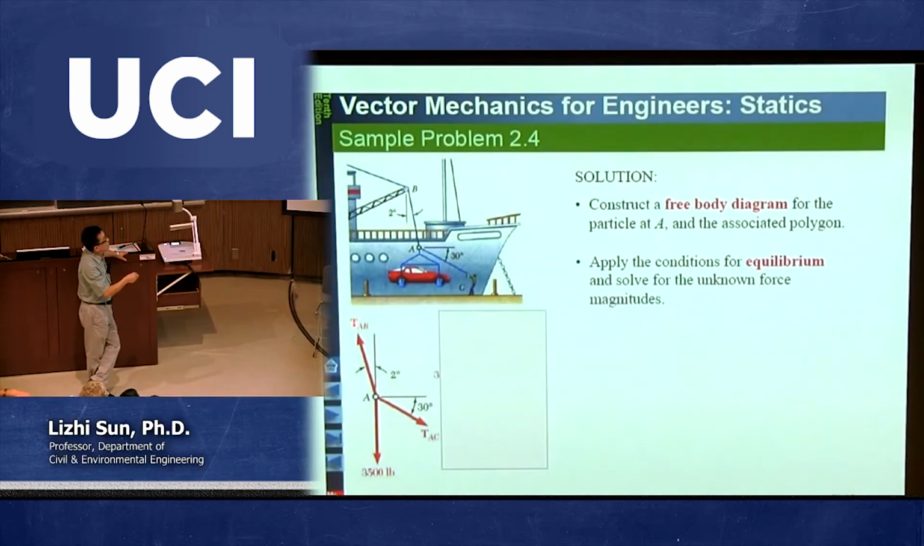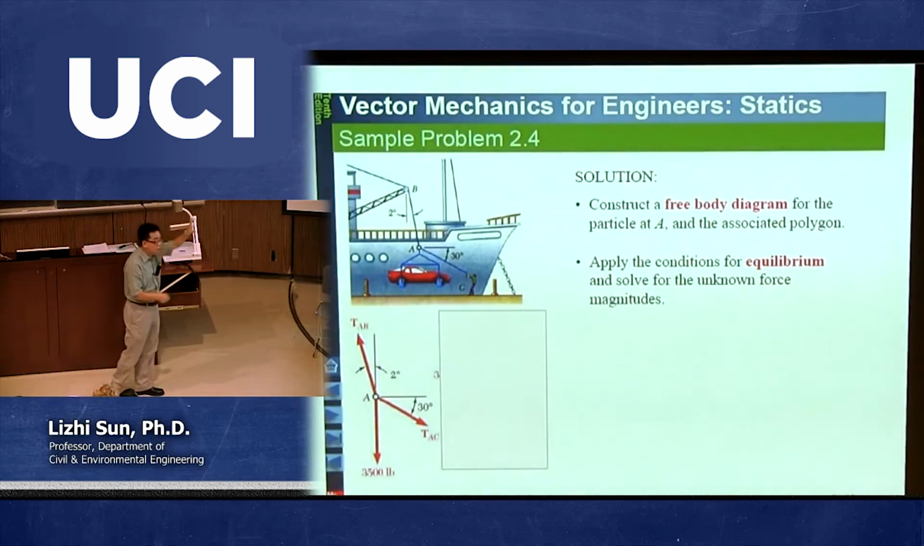Now, the last force, which is called TAB. What is the x component of TAB? The x component of TAB equals TAB times sine of this angle, 2 degrees. But this one is going to the left. So that's why it's a negative TAB times sine 2 degrees. That's the x component. Y component of this force is TAB multiply cosine 2 degrees. And this going up, that's positive.